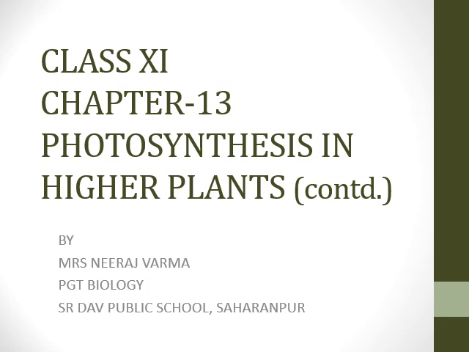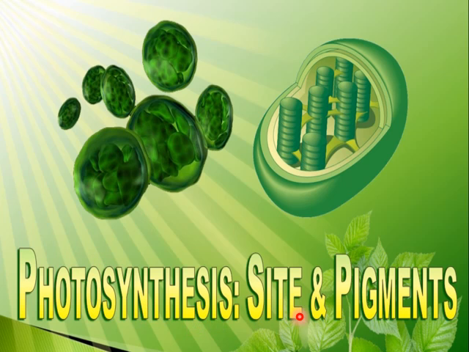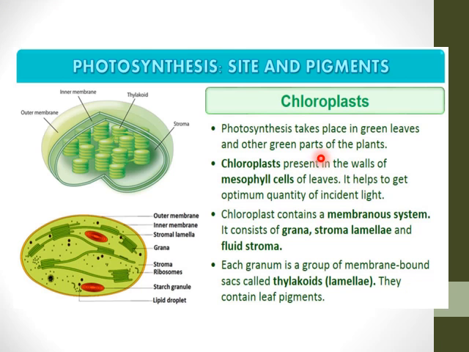Today we are going to continue with our chapter photosynthesis in higher plants. In our previous session we discussed photosynthesis, its importance and experiments related to it. Today we are going to discuss site and pigments. So photosynthesis takes place in green leaves and other green parts of the plant.